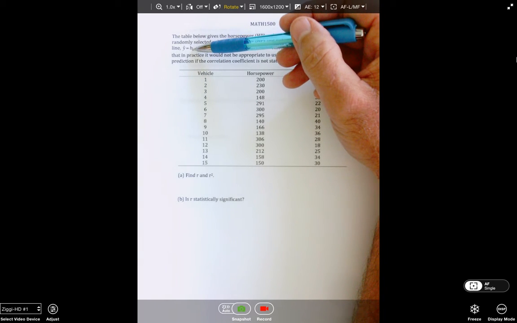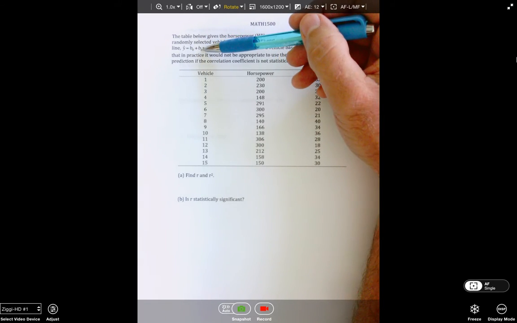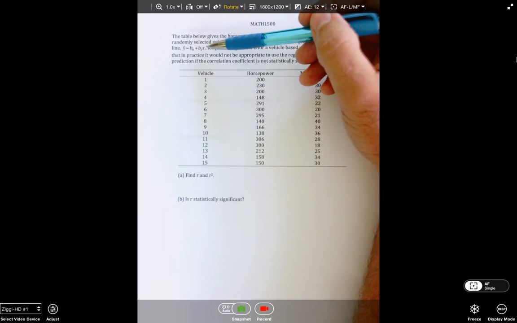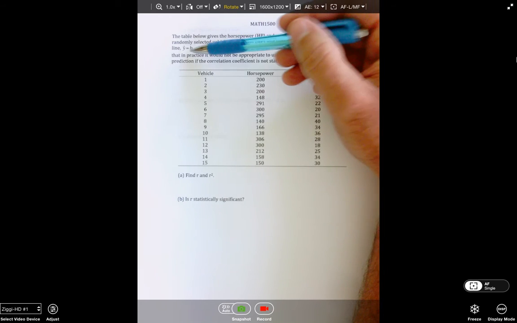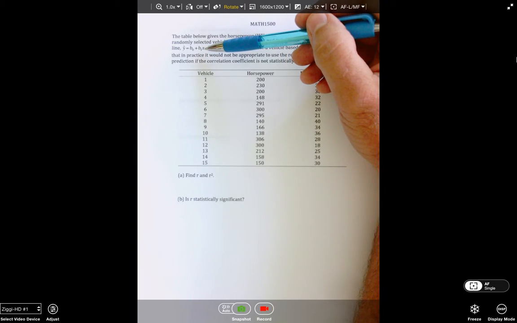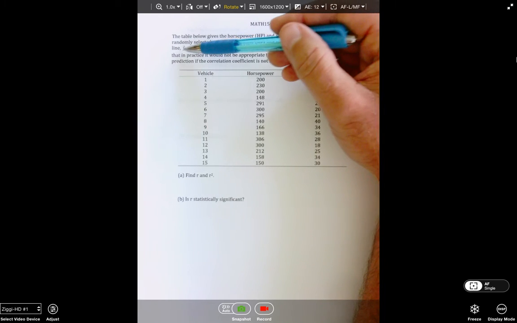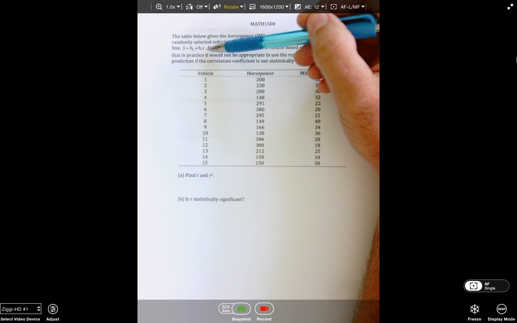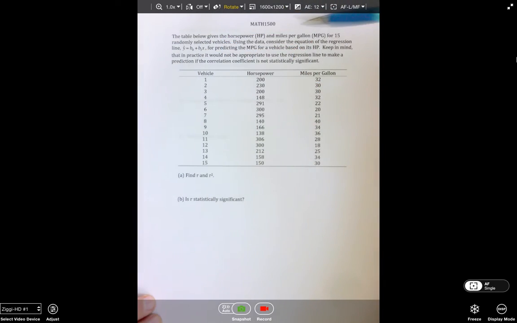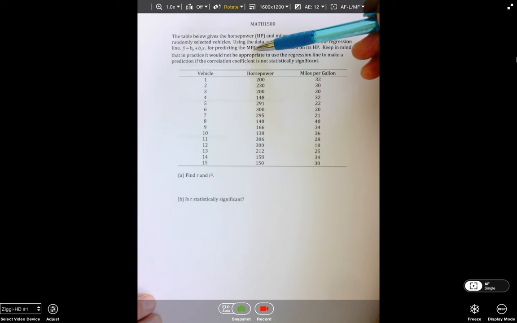Guys, b0 is our intercept. b1 is our slope. So we have a standard linear model, but this linear model is being fitted to a relationship that's linear, and it's being used to predict values of y for particular values of x. Now, we want to use this model to predict miles per gallon for a vehicle based on its horsepower.